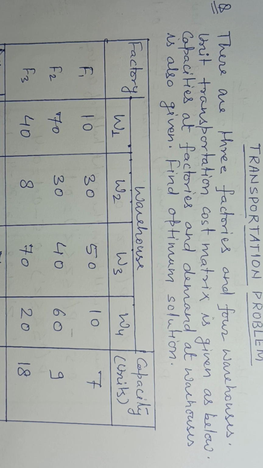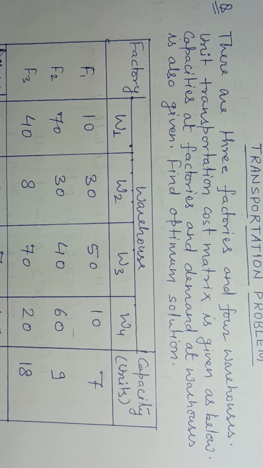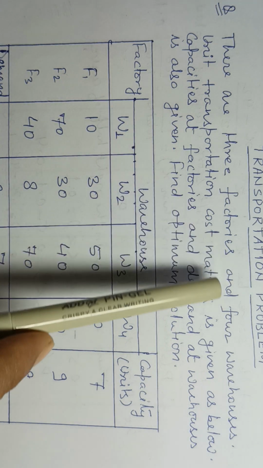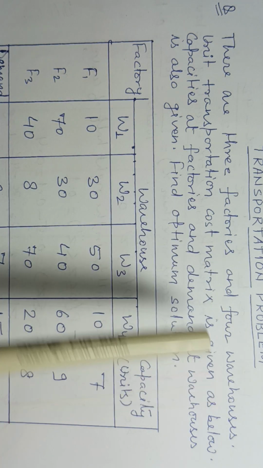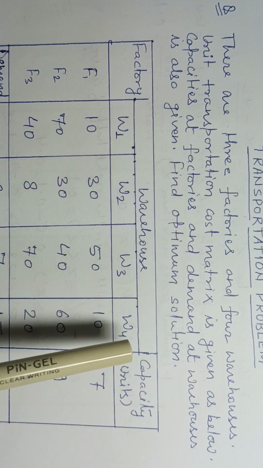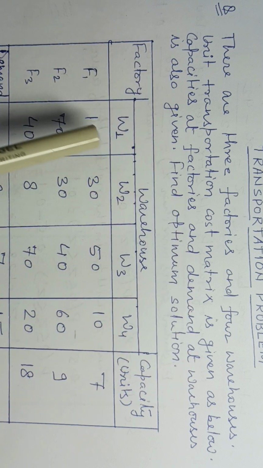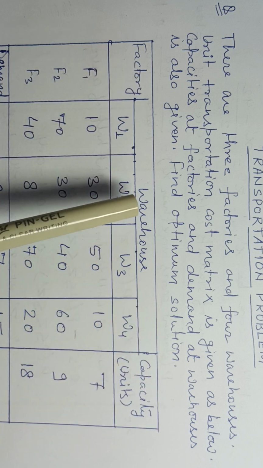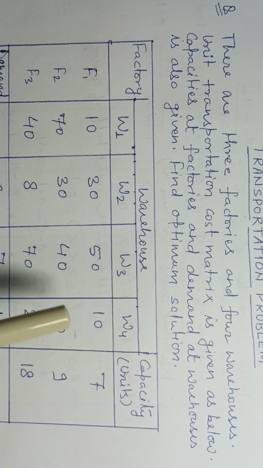So this is a problem related to transportation, and we will see here it is given in the question. There are three factories and four warehouses. Unit transportation cost matrix is given below. Capacities at factories and demand at warehouses is also given. We have to find optimum solution.